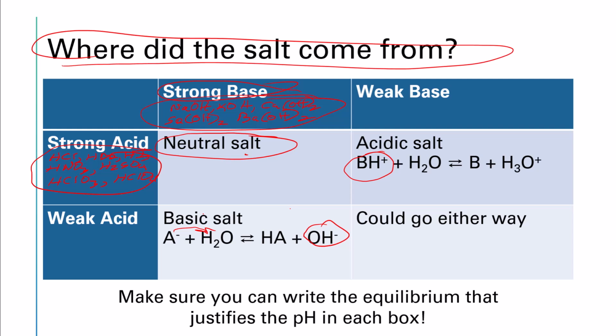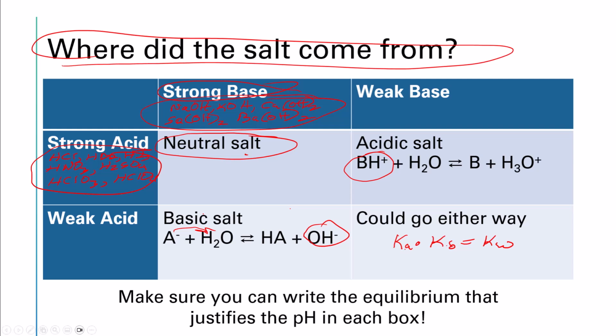Now, I don't usually mention weak base with weak acid. It could go either way. It depends on the Ka for the weak acid and the Kb for the weak base. You remember this formula, Ka times Kb is equal to Kw. Whichever one is stronger, the Kb of the anion that results from the weak base, weak acid solution, or the Ka of the weak acid that results from the weak acid, weak base solution, whichever one of these is higher will determine whether or not the solution is acidic or basic.